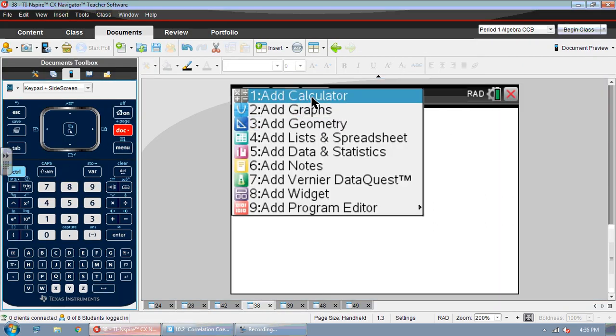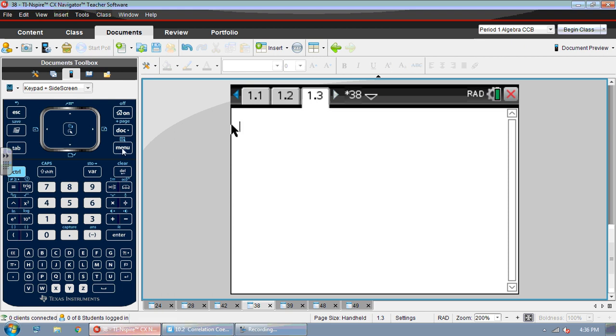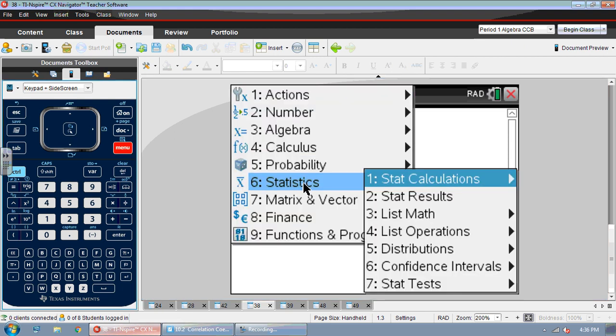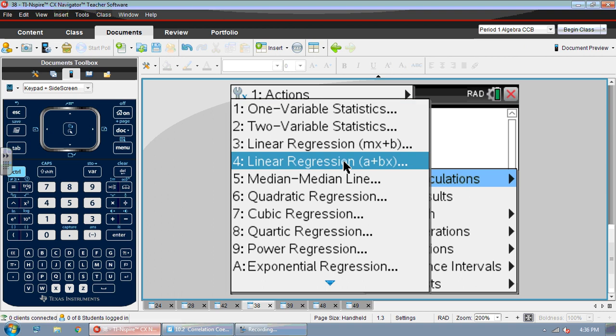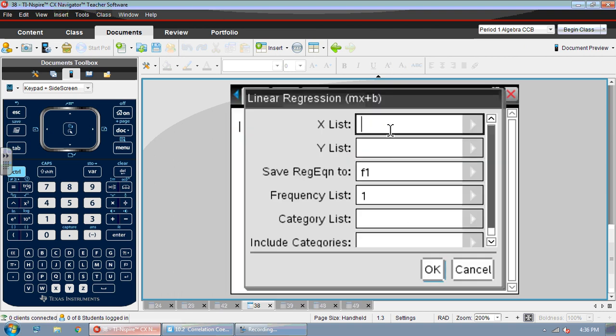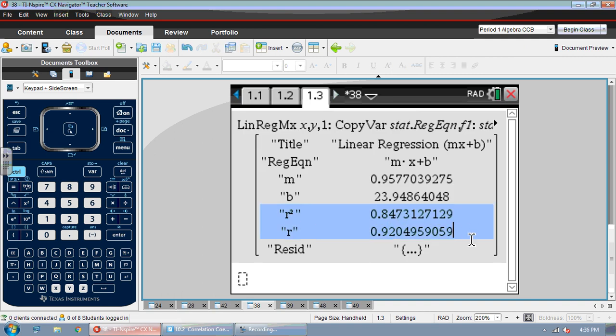Control Doc, add a calculator page, menu, statistics, stat calculations, linear regression, XList, YList, and we've got our correlation coefficient. It wants this number rounded to the nearest hundredth, which means 2 decimal places. So it looks like after the 0.92 is a 0, so it's going to stay 0.92.